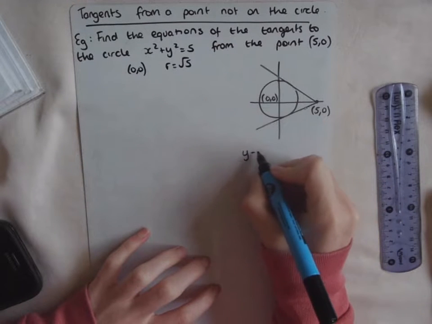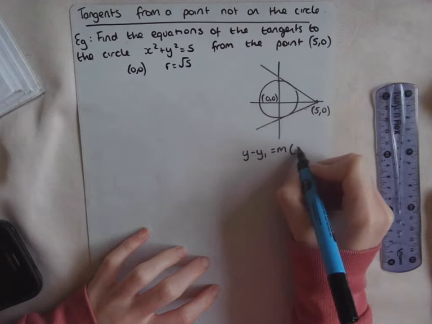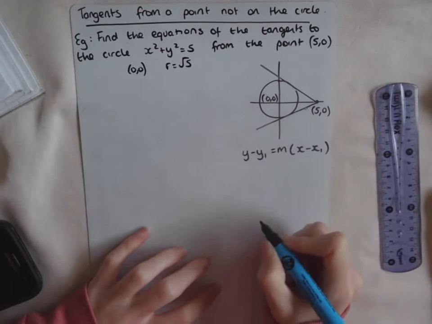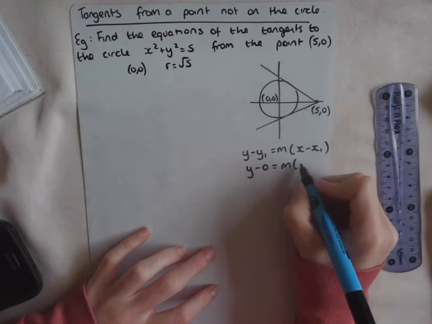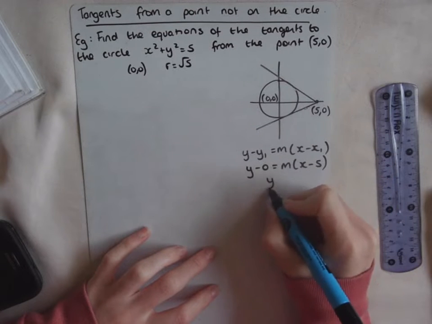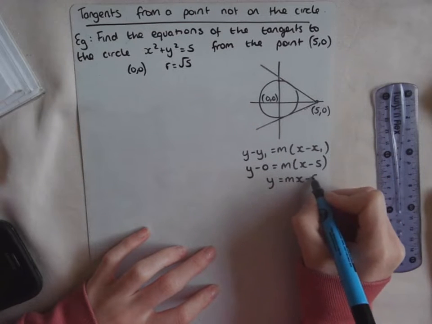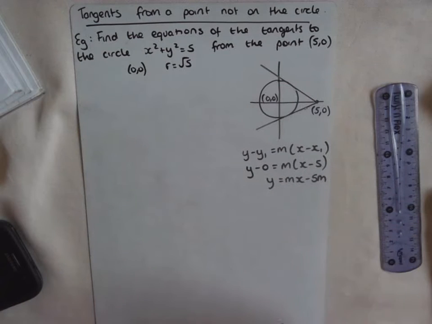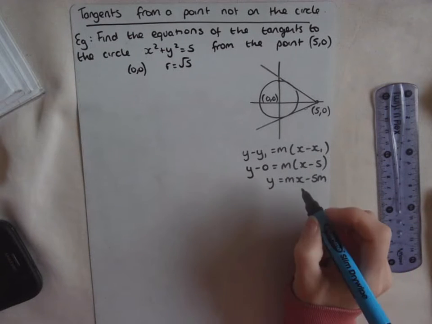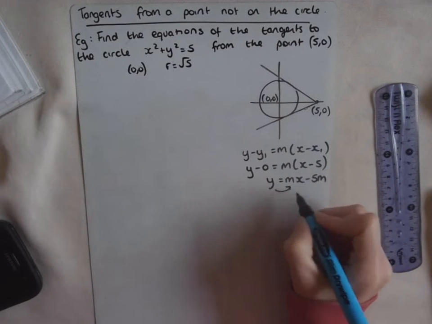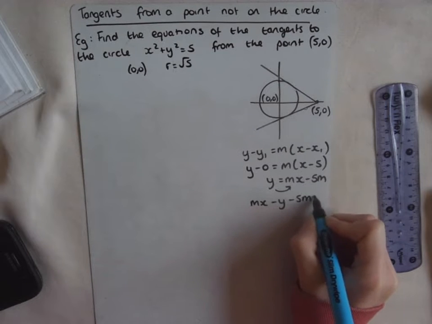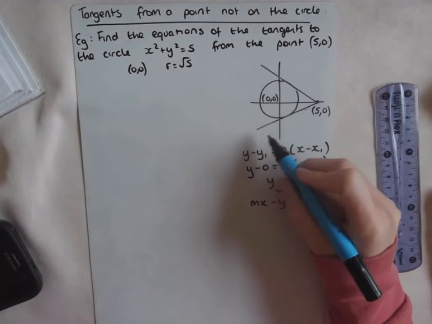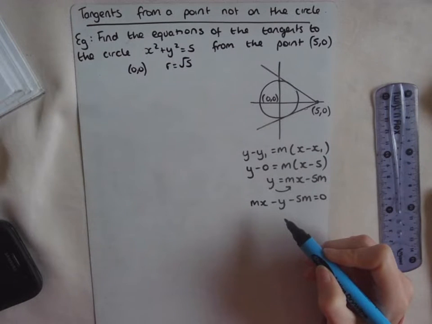So first of all, let's get the equation of one of these tangents. Well, it's y minus y1 equals m(x minus x1), and the point is (5, 0), so y minus 0 equals m(x minus 5). So y is mx minus 5m. And to get the equation, we just bring everything to one side: mx minus y minus 5m is 0. So that's the equation of both of those tangents, and we just need to figure out what m is.